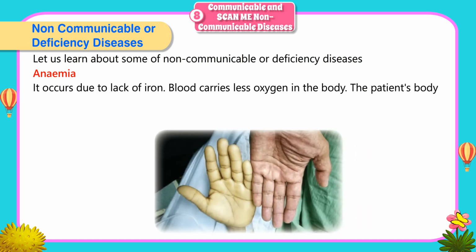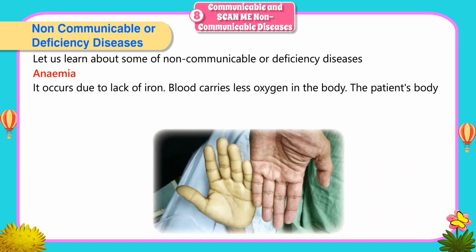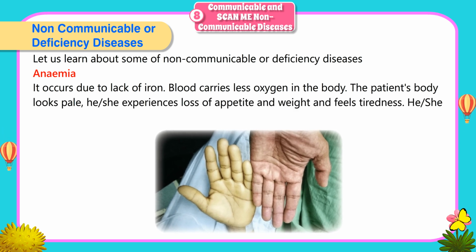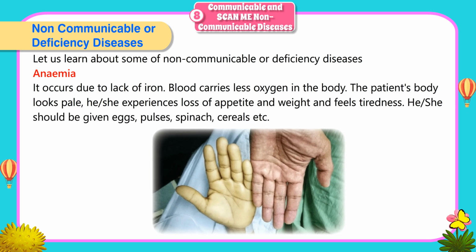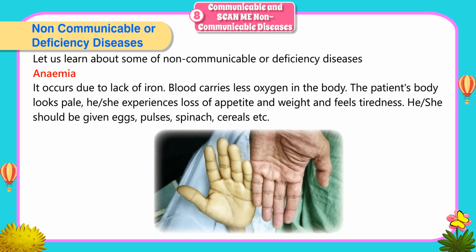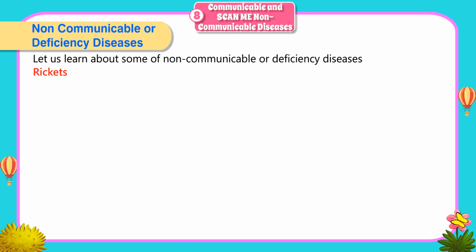Anemia. It occurs due to lack of iron. Blood carries less oxygen in the body. The patient's body looks pale. He/she experiences loss of appetite and weight and feels tiredness. He/she should be given eggs, pulses, spinach, cereals, etc.